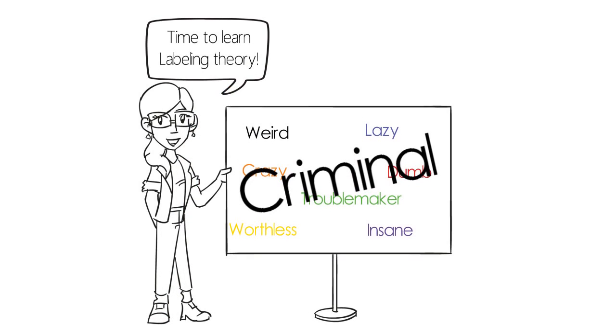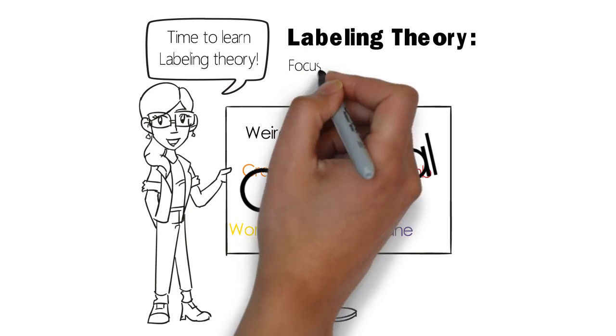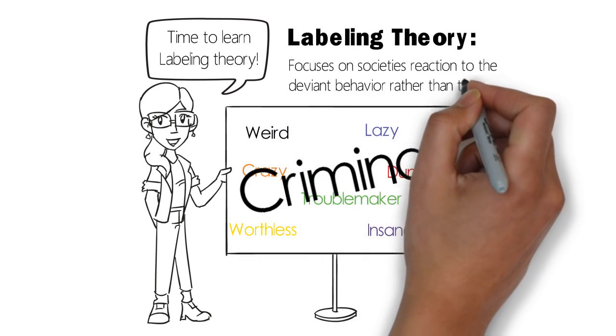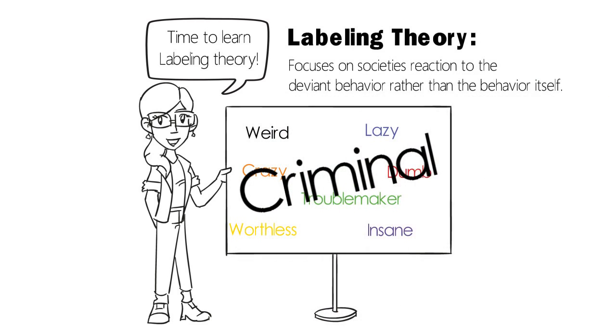Stemming from symbolic interactionism, labeling theory focuses not on the deviant or criminal behavior itself, but on society's reaction to the deviant behavior. How we respond to the behavior determines whether something or someone is deviant.